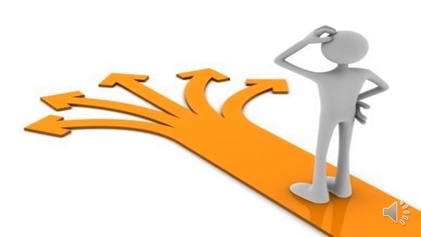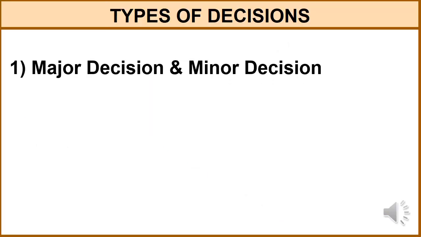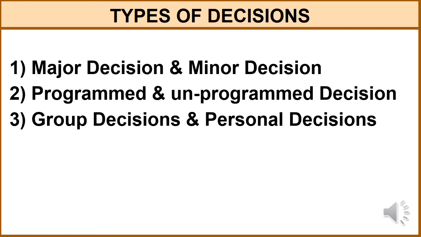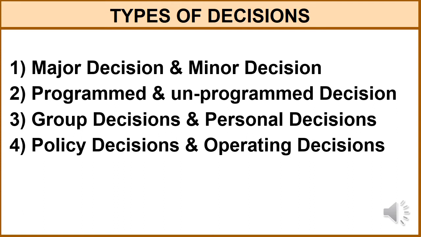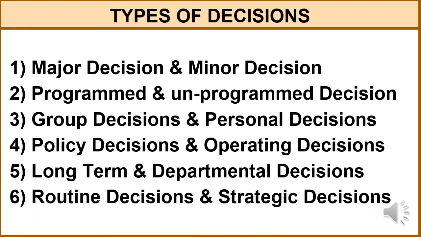Let us learn about the types of decision making. The first one, major decision and minor decision. Next, programmed and unprogrammed decision. Group decisions and personal decisions. Policy decisions and operating decisions. Long-term and departmental decisions. And the sixth one, routine decisions and strategic decisions. Let us learn one by one in detail in the coming slides.